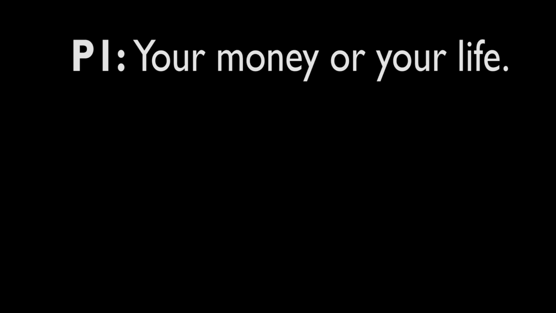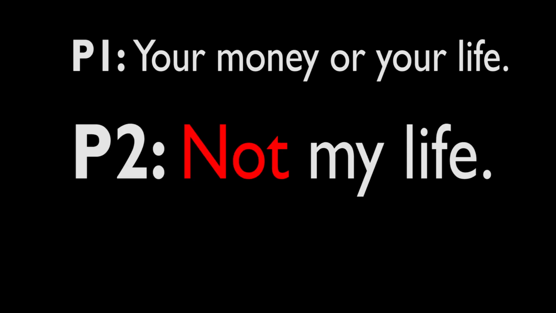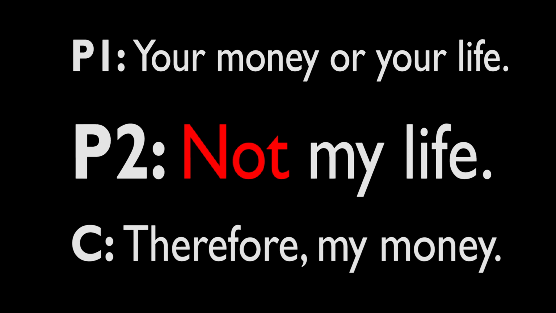I might come up to you and say the following. Now, come on. Your money or your life. Intuitively, you would reason, well, I don't want to give you my life, so here's my wallet, here's my money. This type of reasoning has the structure of disjunctive syllogism.